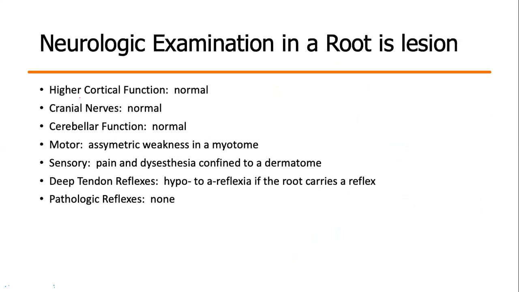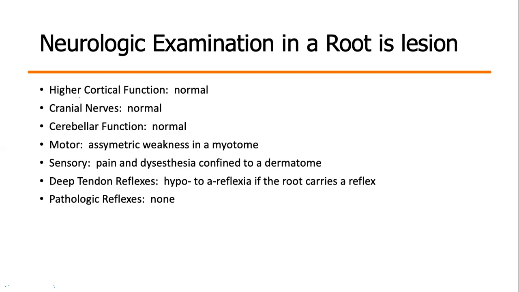As we say, when you examine the patient, of course the higher function, the cranial nerves, and cerebellum are normal. The motor exam will show weakness. Sometimes it's asymmetrical depending on the root that is involved. There will be some sensory changes and lower motor neuron signs.